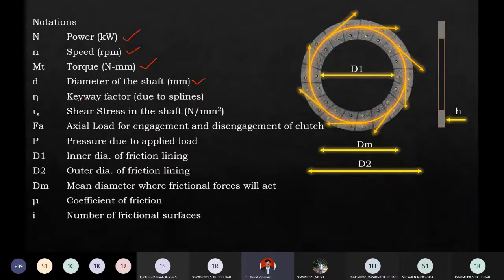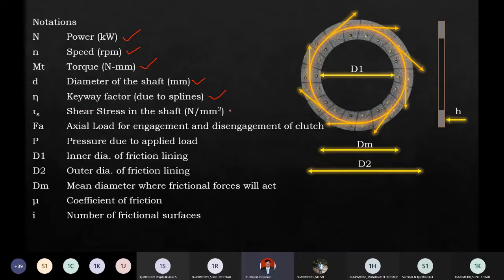Since there is a keyway, obviously there will be a keyway factor which we are going to use. This keyway factor is because of splines, guys. This splines keyway factor we usually assume as 0.75. I'll anyhow talk about this a little while later.